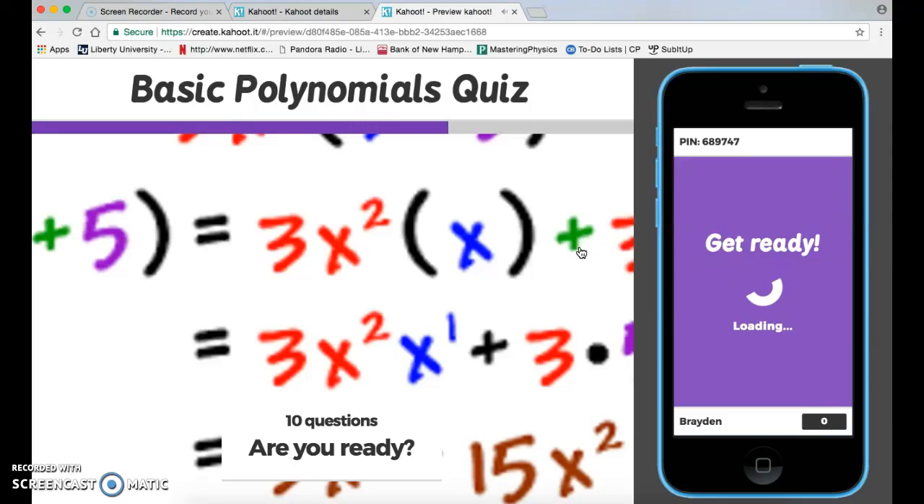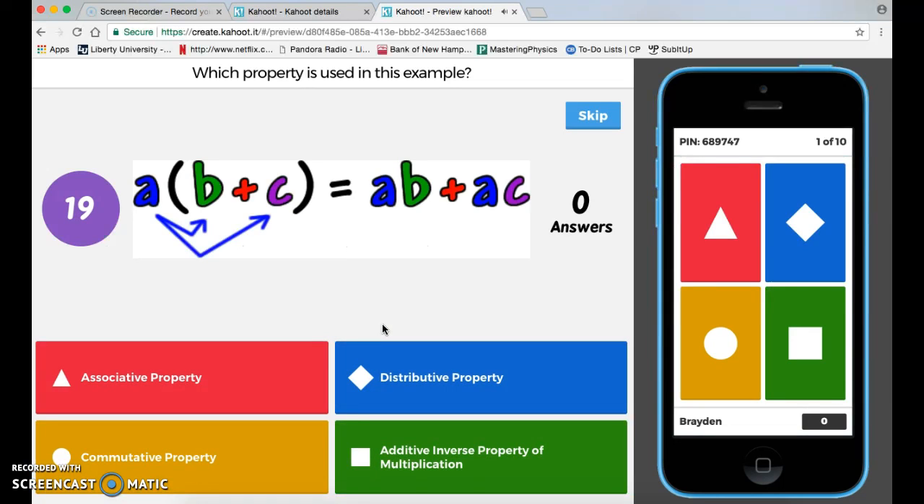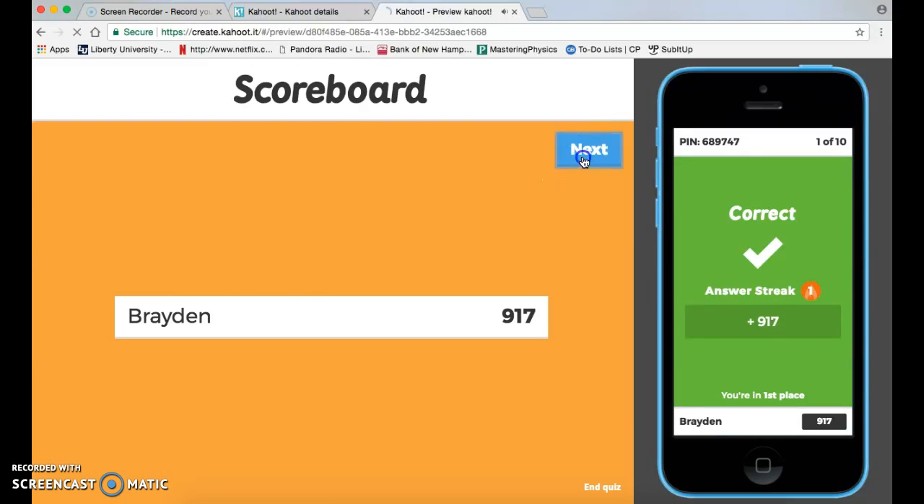This is just a 10-question quiz. The first question is talking about and seeing if they can identify the distributive property. So the kids will input their answers, they'll be able to see what they got correct, and you'll also be able to see how the overall class did on that question.